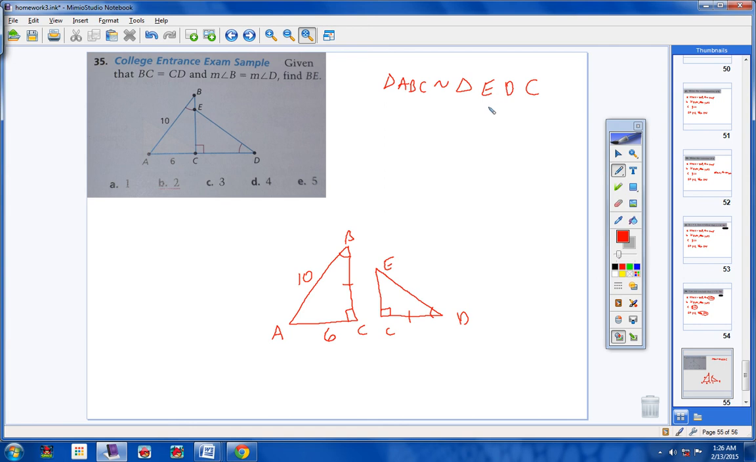And let's see what else we have here. I think we know another length here somewhere. BC equals, yes, here it is right here. Students, my fault. BC equals what? CD. So, no, I've marked that already. Okay, hold on 1 second here.